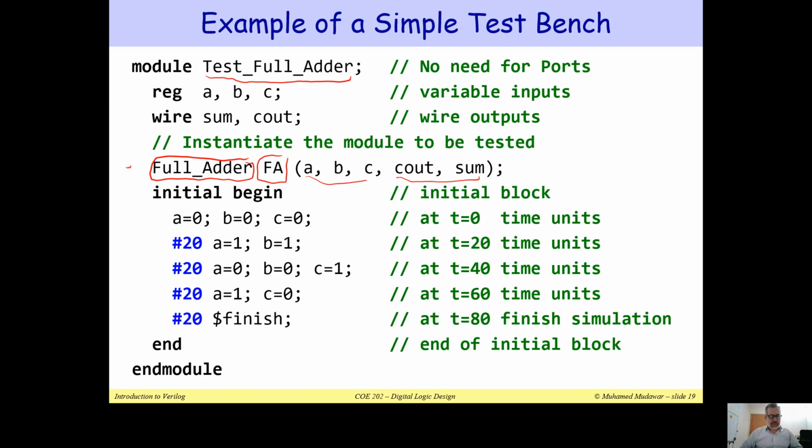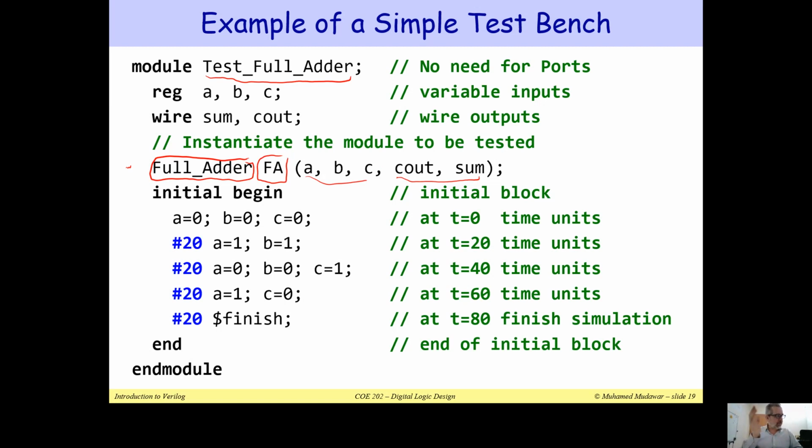So I need 3 inputs ABC. I need 2 outputs Cout and sum. You don't really have to call them ABC or Cout and sum. You can give them XYZ, for example. It does not really matter. When you instantiate the module, your inputs and outputs can be different than the names that exist in the module that you have defined.